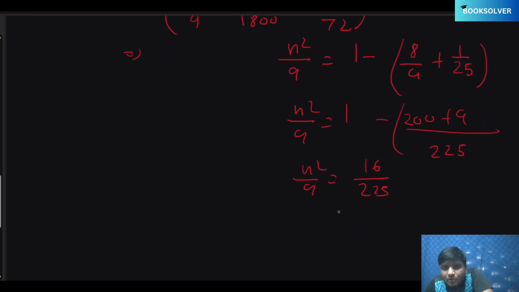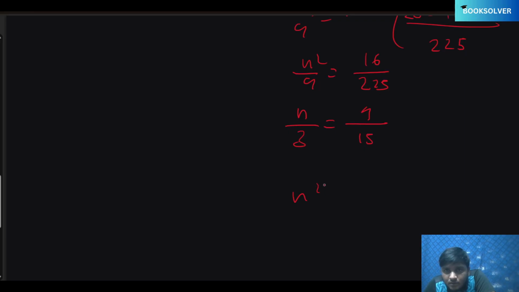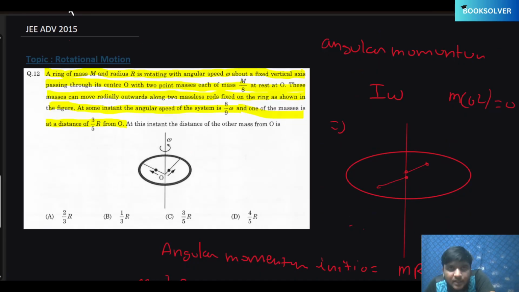Now if we take the square root on both sides, we get n by 3 equal to 4 by 15. So n equals 12 by 15, which is basically 4 by 5 times r. So our final answer should be option D. Yes, we have got our final answer, 4 by 5 r. Thank you everyone.